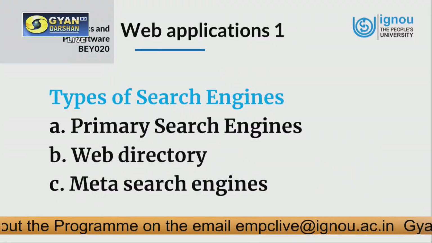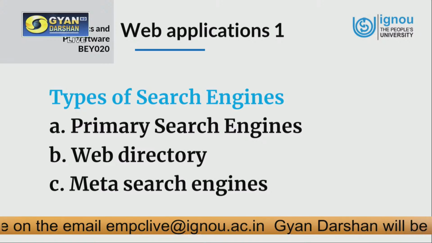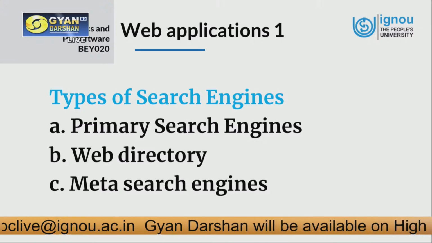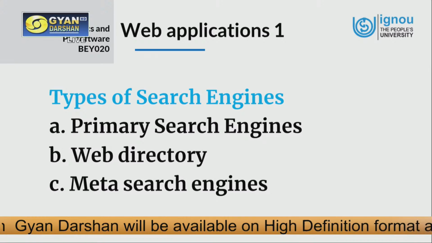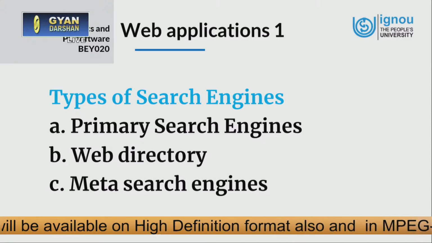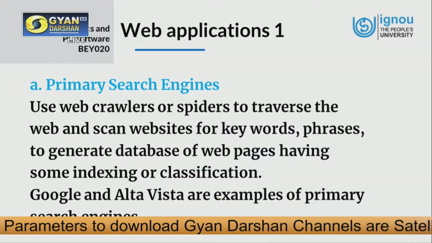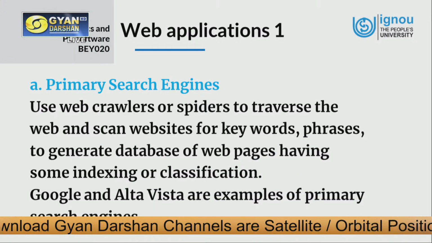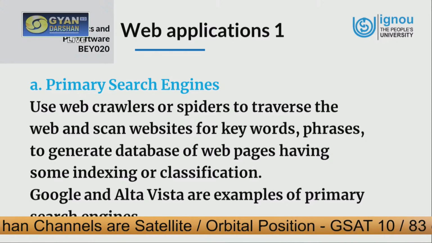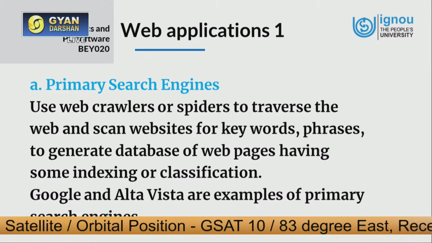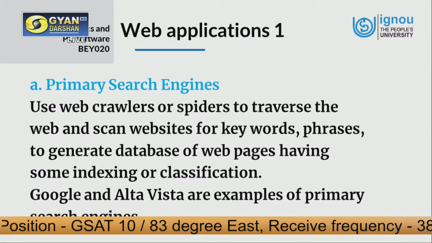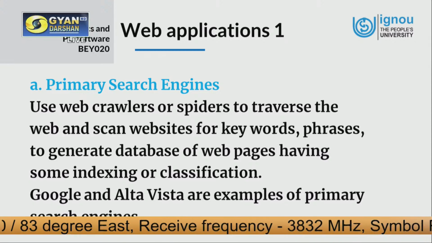Well, there are three types of search engine. The first one is called the primary search engine, the second one is called web directories, and the third is called meta search engines. Well, the primary search engines use web crawlers or spiders to traverse the web and scan websites for keywords and phrases to generate a database and web pages having some indexing or classification. Google and AltaVista are examples of primary search engines. These are the few initial names.